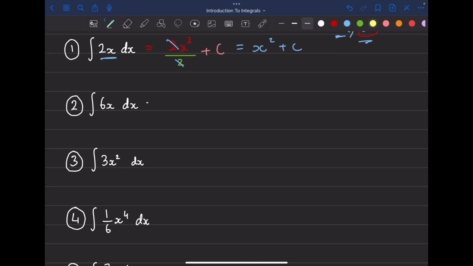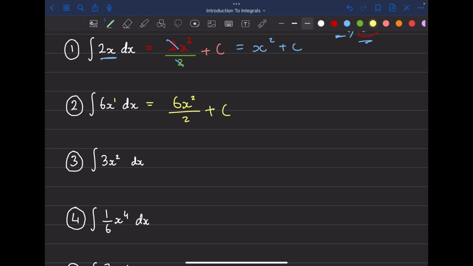Let's do the exact same thing. So first, rewrite whatever is in here. So we rewrite 6x, and now we have to add the exponent first. So here we have x to the power of 1. This would become x to the power of 2. After that, you divide by the exponent, so divide by 2, and then add the constant of integration.